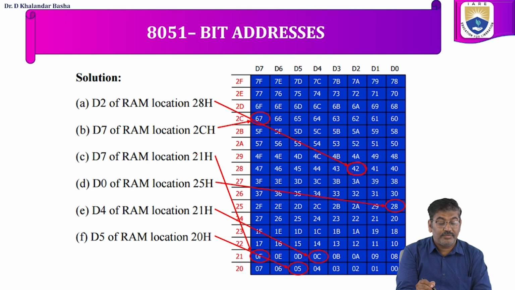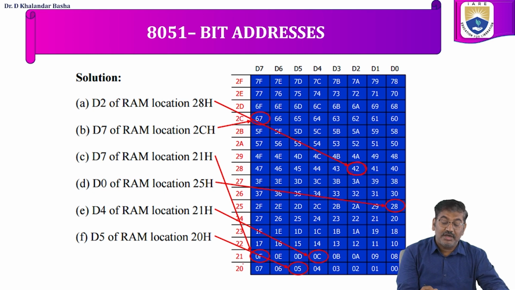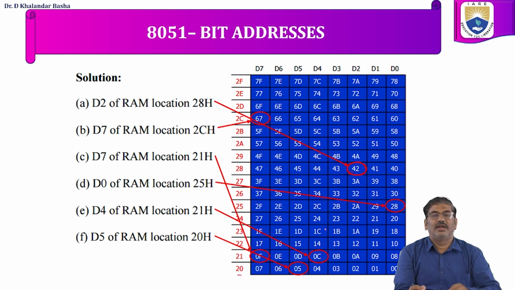Next one is clear 0FH. The 0FH is the D7 bit of location 21H. Next one is 28H, which is the D0 bit of the 25H memory location. The next one is 0CH, where 0CH is the D4 bit of 21H. The next one is 05H, and 05H is nothing but the D5 bit of the 20H location.